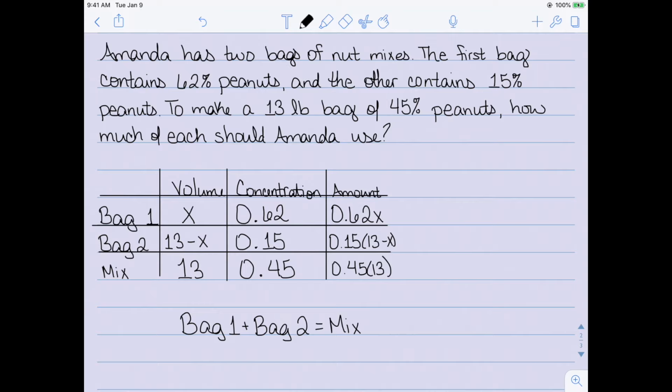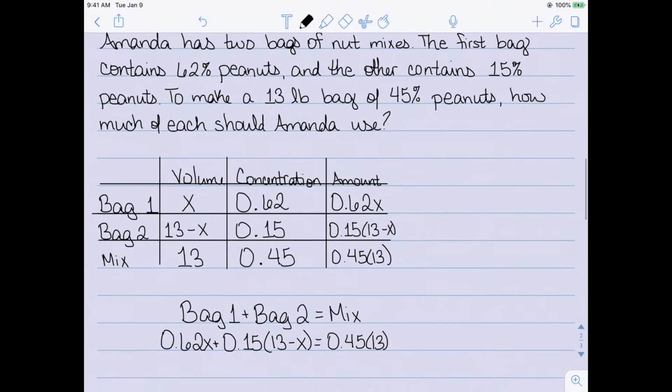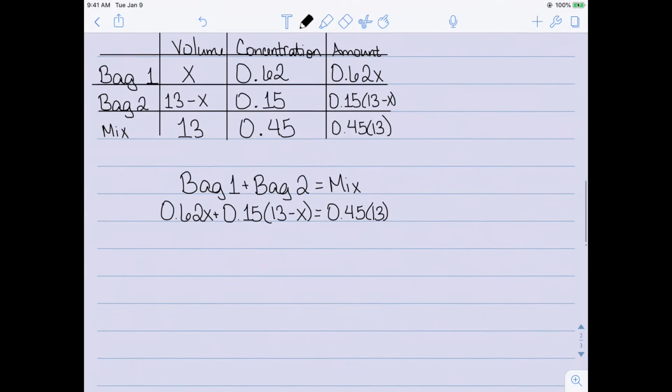The other thing that we really need is the idea that if I take the amount of peanuts that I'm adding from bag 1 plus the amount of peanuts I'm adding from bag 2, that should give us the amount of peanuts in the mixture. There's no peanuts being lost or none being added. So the amount from bag 1 plus the amount from bag 2 should be equal to the amount in the mixture. Now that we've done that, we have a basic equation to solve.